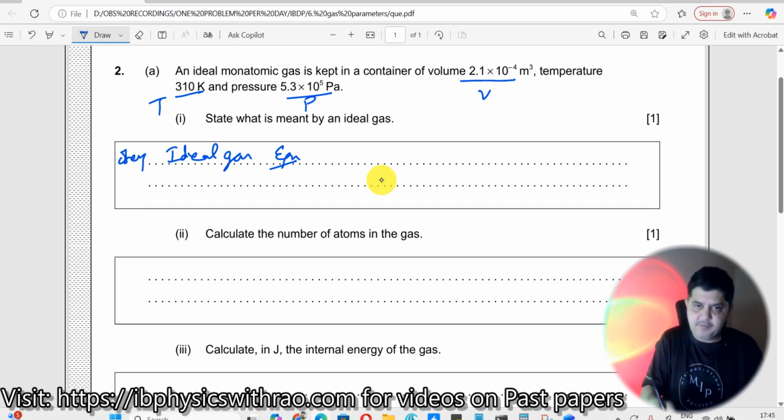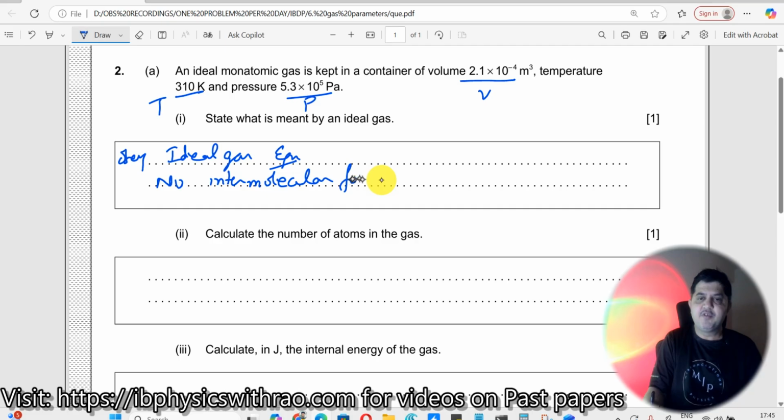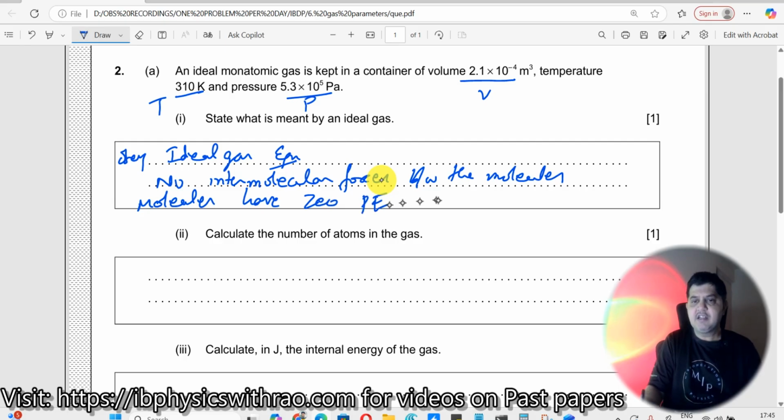The second kind of definition you can give is this: because one of the assumptions of an ideal gas is that the gas molecules present in it are like identical marbles. They keep on moving, they do not stick to each other, right? Which means there are no intermolecular forces between the molecules. You can write this also. Then you can also say molecules have zero potential energy. They have only kinetic energy. Any of these three assumptions you can write.